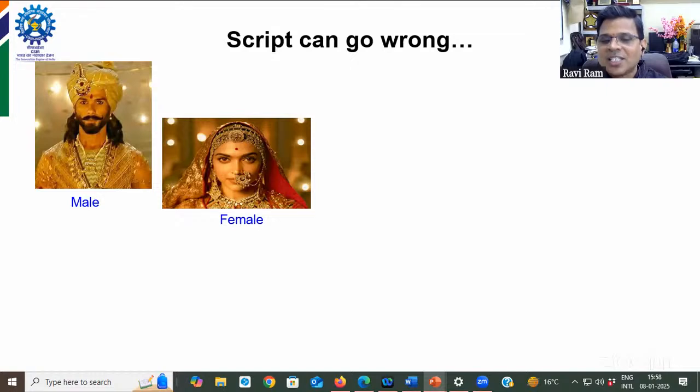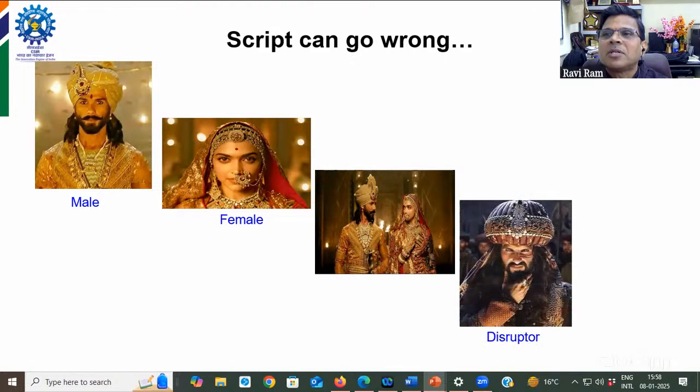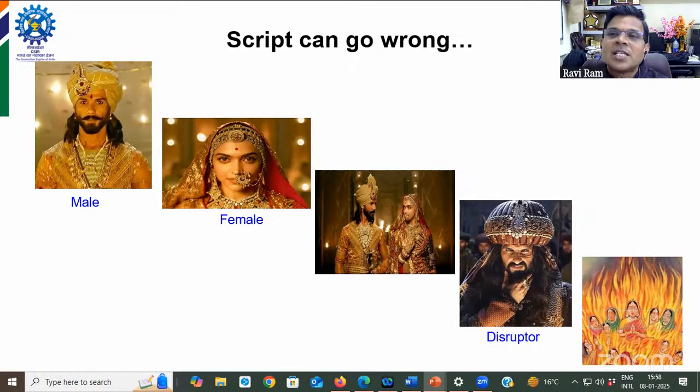So you know what happens here? They get to know each other. That's fine. They get into a relationship. That's also fine. But there comes a disruptor, because of which at the end of the story, everything ends up in flames. There is no passage of gene pool to the next generation.